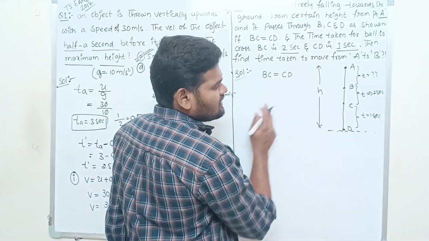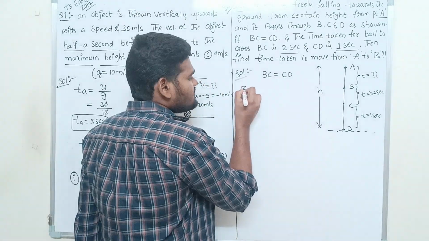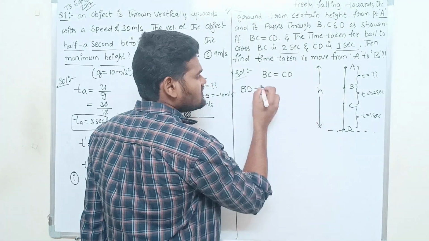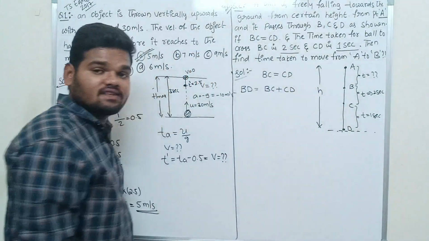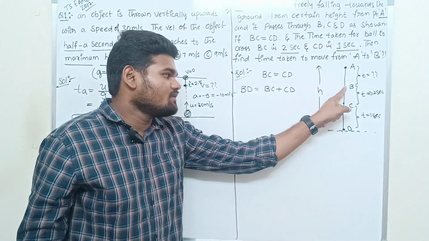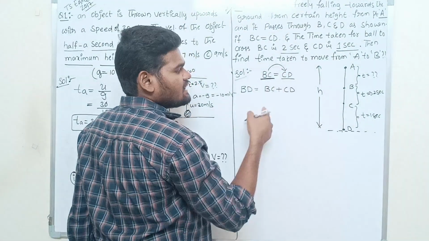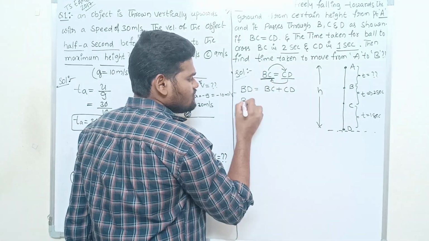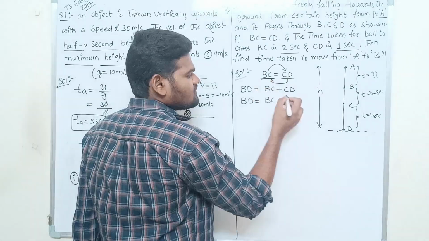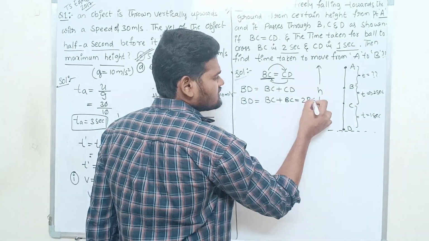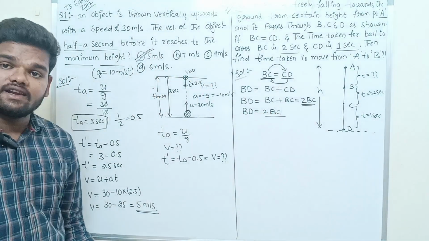Have a look. The distance between B and C and between C and D is the same. That means the distance from B to D, I'm just writing, is BC plus CD. So the total distance BD is BC plus CD. BC is equal to CD, both are the same. Then BD is BC plus, writing CD as BC, which is equal to 2BC. Therefore BD is 2BC. Any doubts?